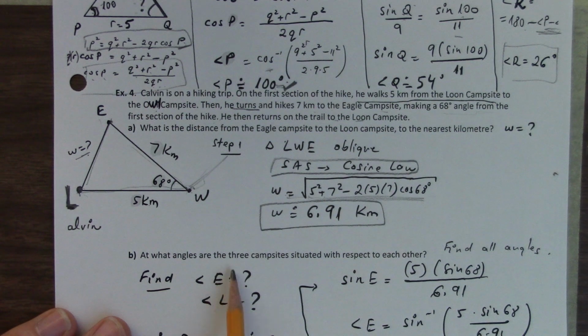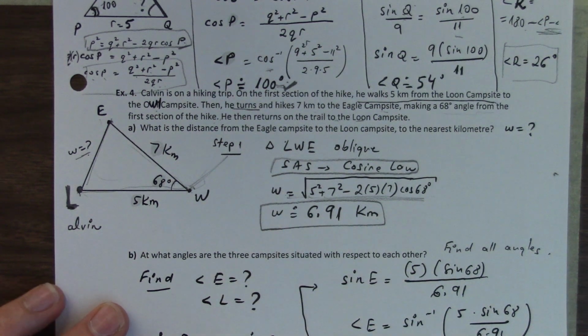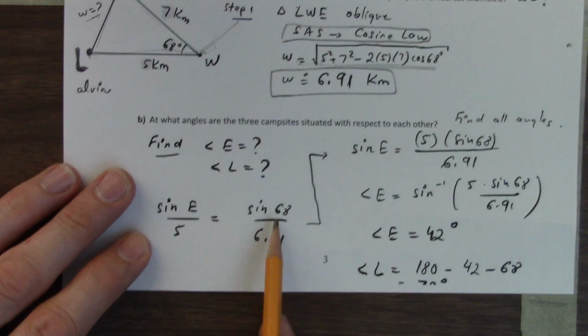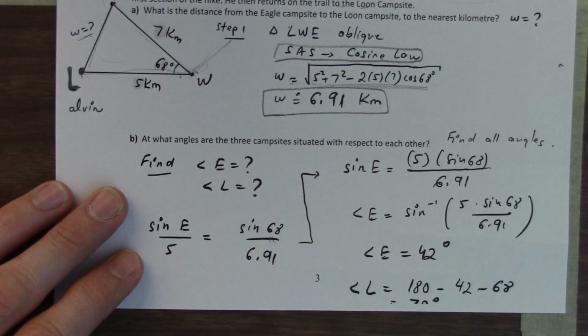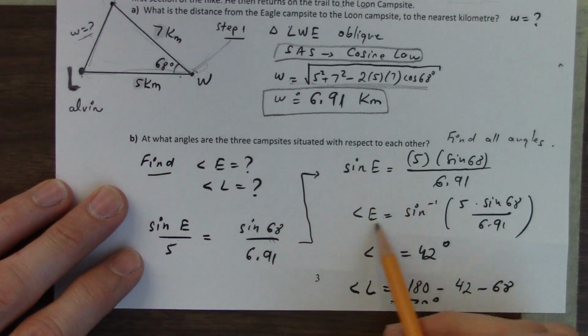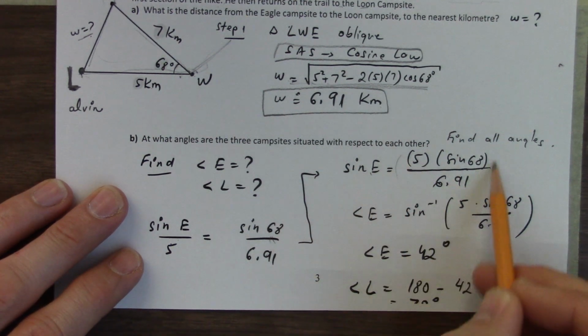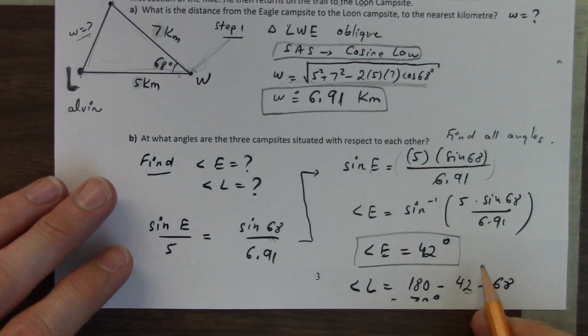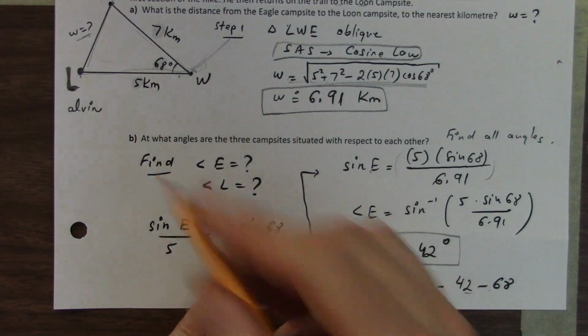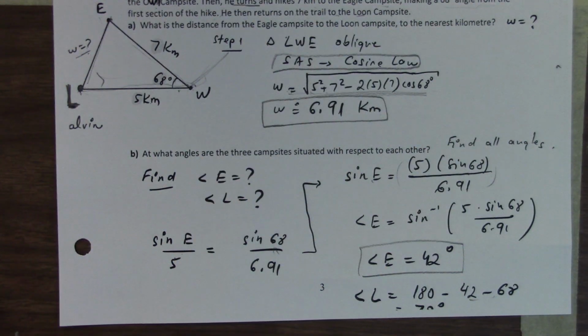Okay, what does it ask? At what angles are the three campsites situated with respect to each other? So it's asking for the other two angles. So we can use sine law. We'll use sine E, equated to the side we know, which is W: sine 68 over W. So there's our equation. We solve for E by doing the sine inverse of this. We get E is 42, and then we do 180 minus 42 minus 68, and we get the final value for angle L, which is 70.